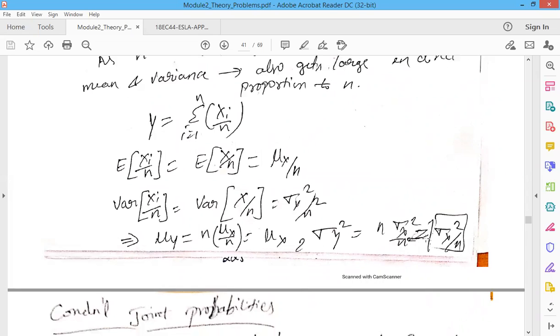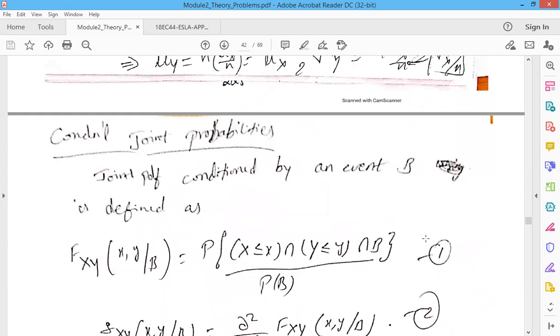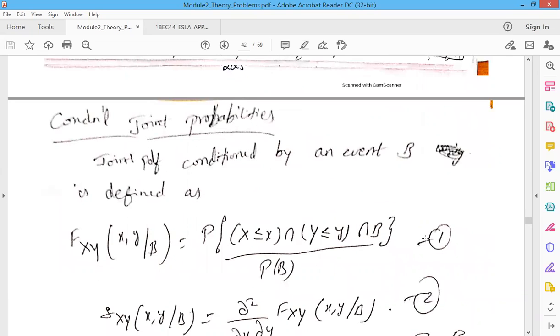On this we have one problem that we'll see while doing the exercise problems. The next topic is conditional joint probability, which we will take up in the next class. We are only going to list the conditional joint probability equations, and then look at the sum of random variables like the chi-square random variable, student random variable, Rayleigh random variable, and Cauchy random variable. So just equations we are going to see. In another one class, we'll wind up this module 2, and we'll take up the exercise problems.